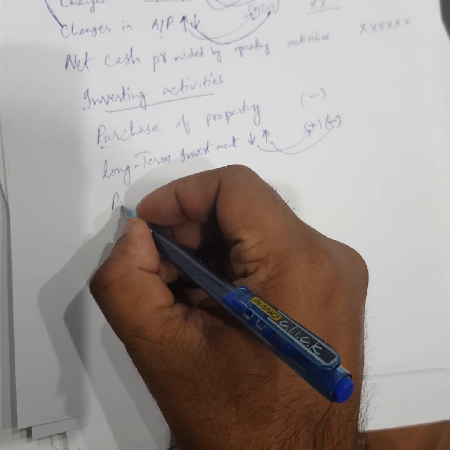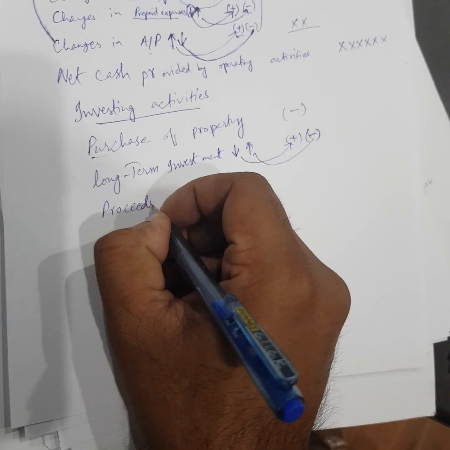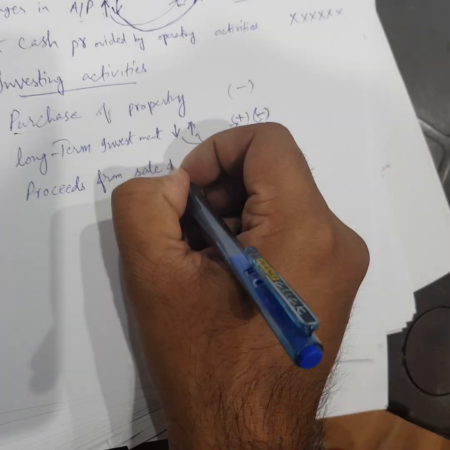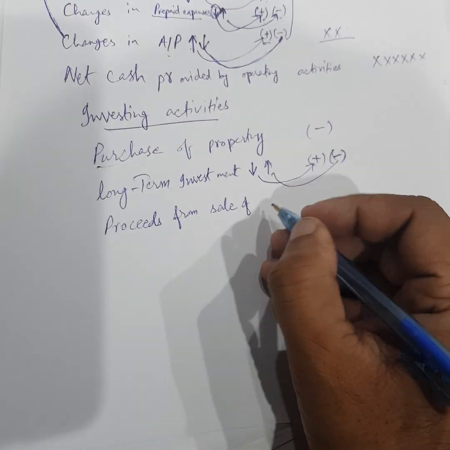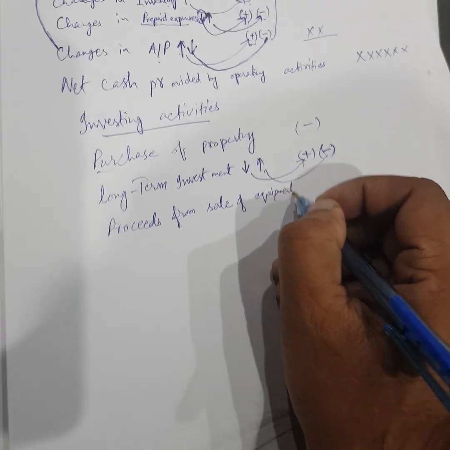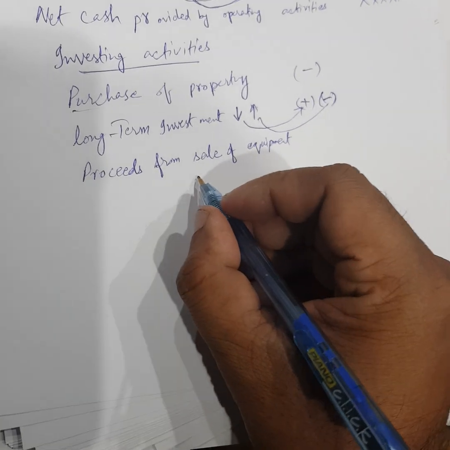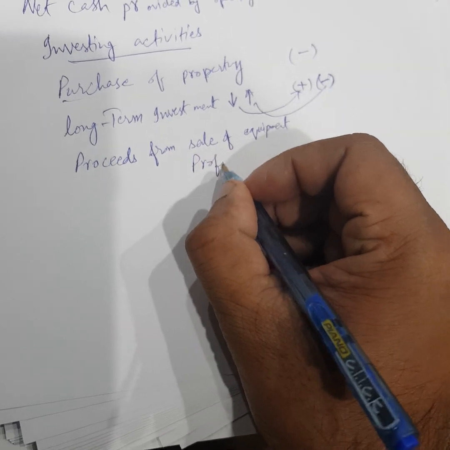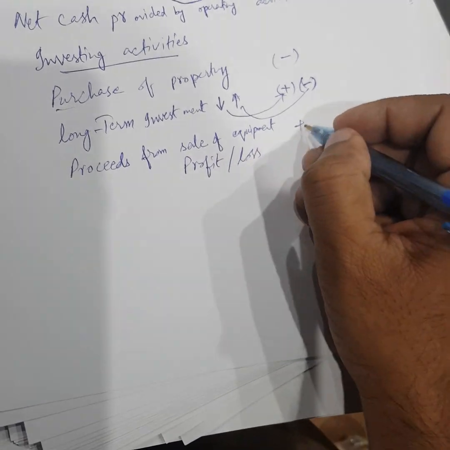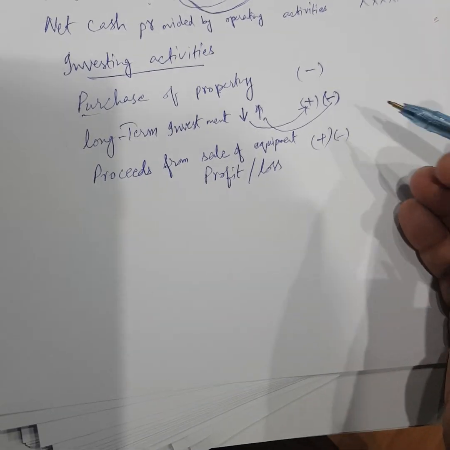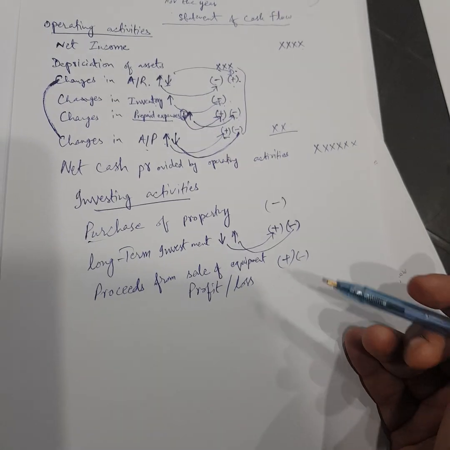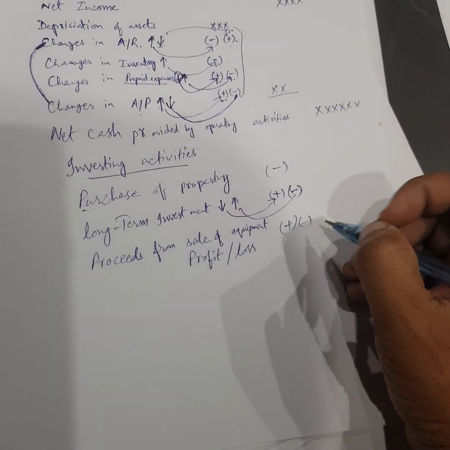Another term, proceeds from sale of equipment. In very easy terms, if we got the profit on sale of equipment, we will add it, but if we are getting loss, we will decline it. It will depend on profit or loss on the sale of equipment. So these terms will also come.